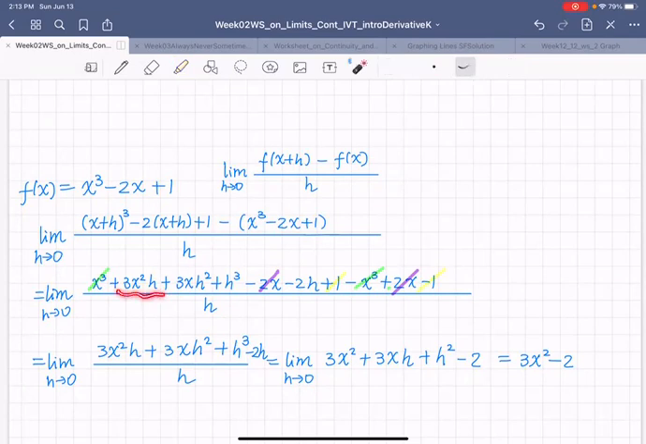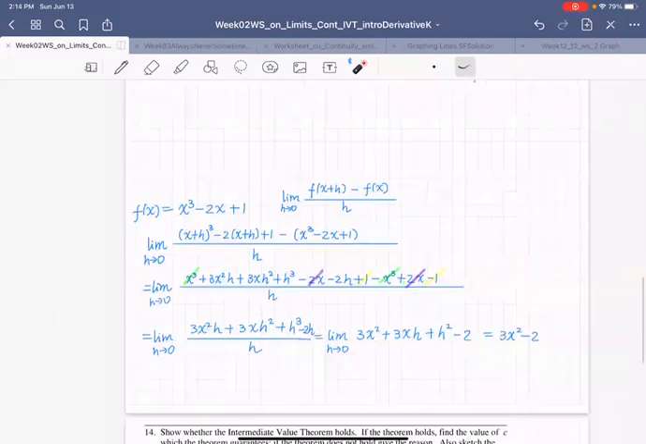So we get that's what we have left. And then what do we have? And then you cancel out the h, so that h can be gone. Yes, so I got 3x squared plus 3xh plus h squared minus 2. And then h goes to 0, this is gone. That's the answer. Very good. Thank you.